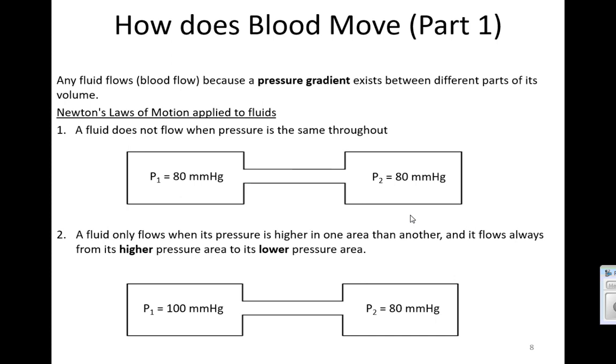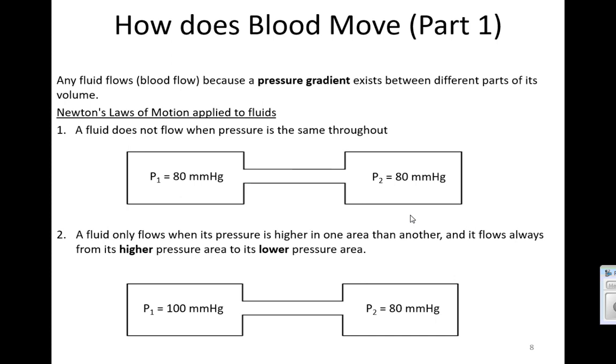Okay? We learned previously that the lymphatic system did not have a central pumping organ like the heart, but our heart is associated with our cardiovascular system that can establish a much greater pressure gradient in how it contracts. And it all relates to Newton's laws of motion applied to fluids. And we've got stated here with the first number, a fluid will not flow when pressure is the same throughout.